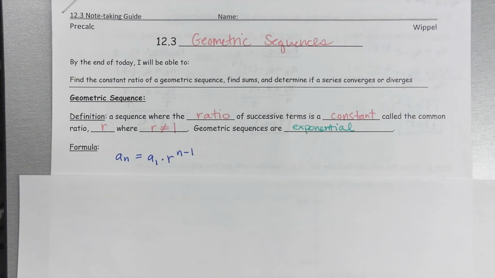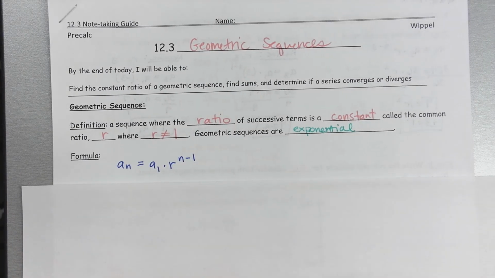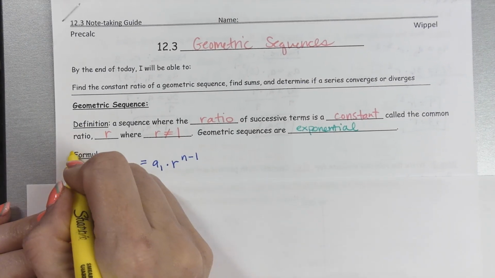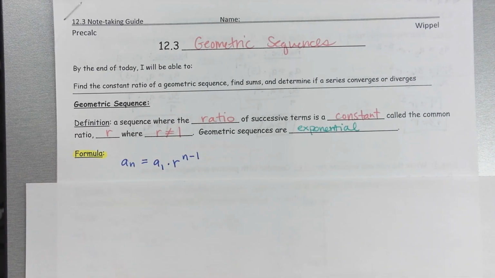So if they have a common ratio, it can't be 1, as if you're just multiplying by 1, you're going to get the same thing. And geometric sequences are exponential. So just like we had an equation for the arithmetic, we can use this equation for geometric. So this is to find a term. A sub n is equal to a sub 1 times r to the n minus 1.